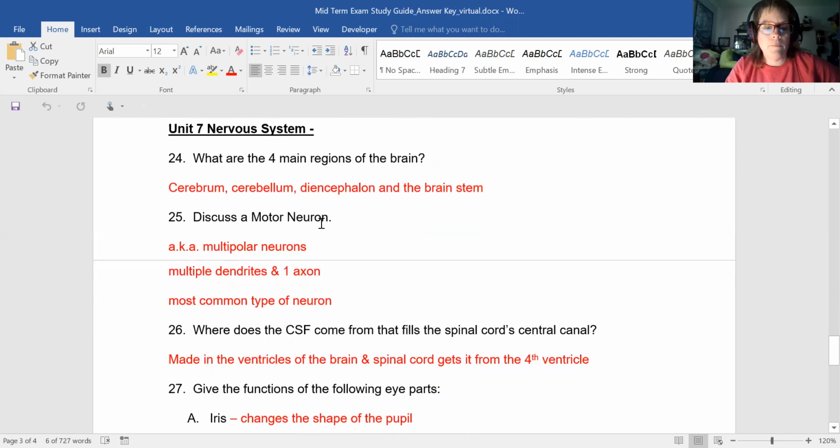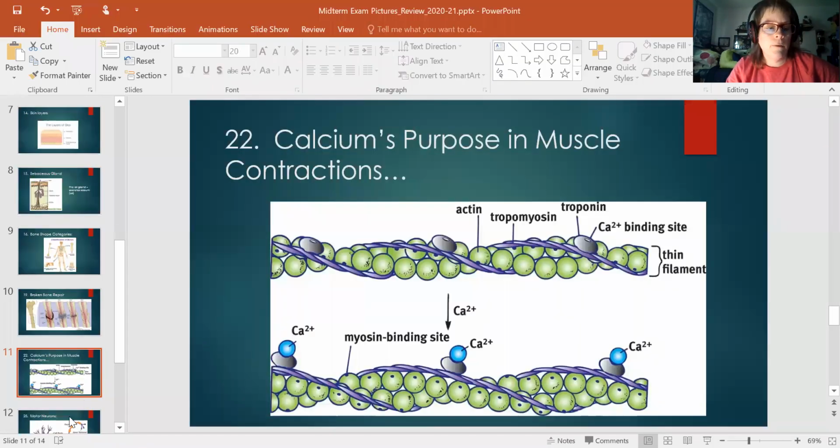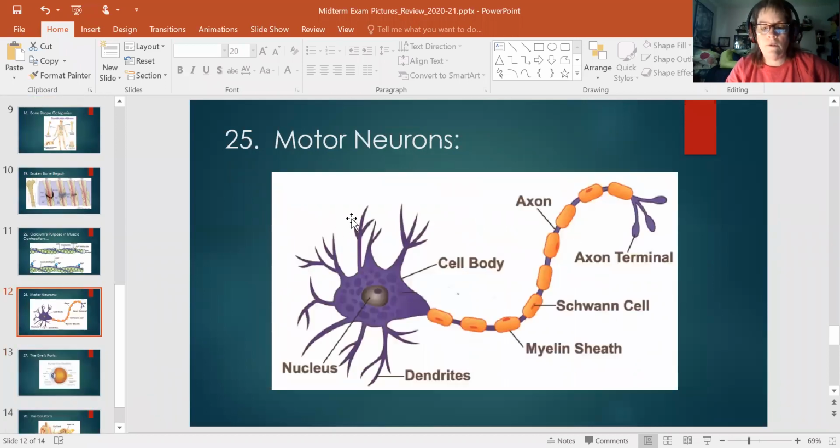Number 25, discuss the motor neuron. If you remember, it is also called the multipolar neuron, has multiple dendrites and 1 axon, and it is the most common type of neuron. I'm going to show you a picture, which you will have on the exam. Okay, looks similar to this. So there's your multiple dendrites, your single axon. Okay, so just to point out, again, this is also called a multipolar neuron. And it is the most numerous found in the body.